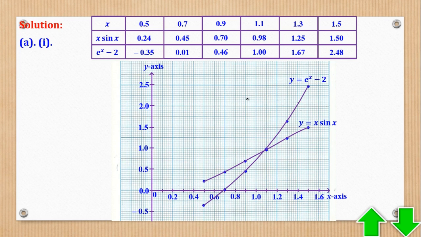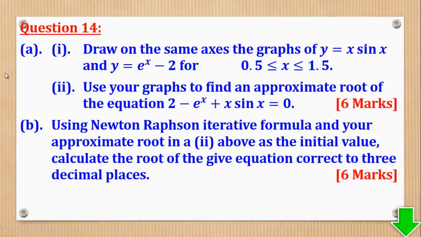Then Roman 2, they wanted you to get the approximate root, so we have to get the point of intersection and read it off. That will be the root. So this root must be written on the graph paper. Then part B says using Newton-Raphson method iterative formula and your approximate root in Roman 2 above as the initial value, calculate the root of the given equation correct to 3 significant figures.